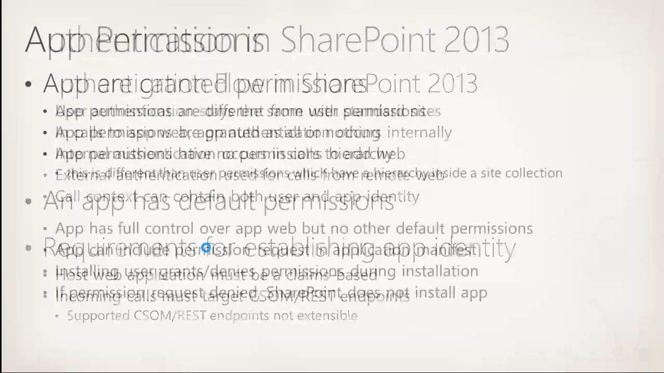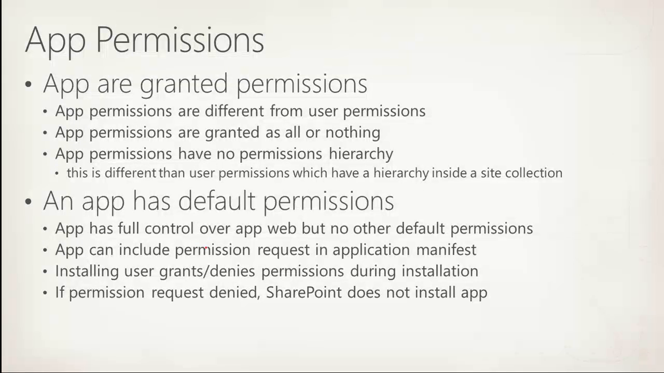Okay, so apps get permissions. They have identities. And if you're writing an app, your app has a default set of permissions to have full control over its own special little site called the app web. And then you have some very limited read permissions on the host site where it got installed. But if you want to do more, like create a document library in the host web, you've got to request permissions, and then some user who has that permission has to grant those permissions to the app.